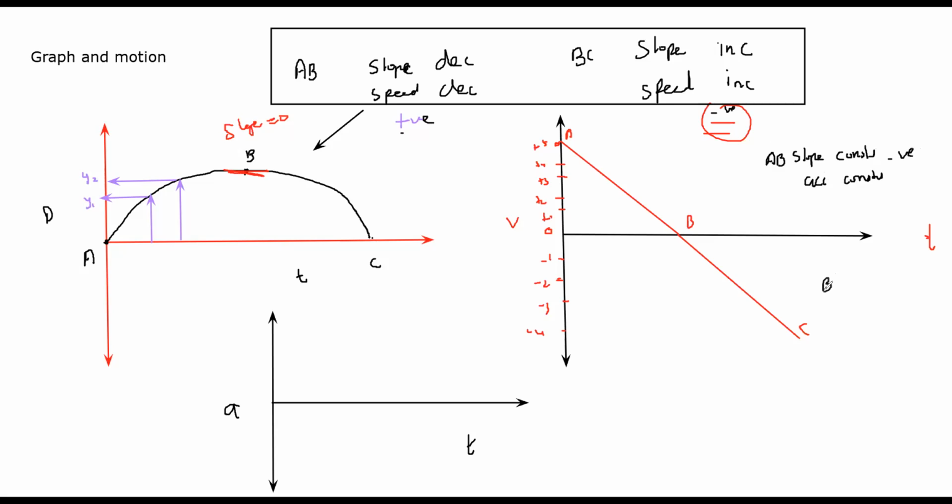From B to C, what happened to the slope? It's also a straight line, so a straight line means constant. So if the slope is constant, acceleration will be constant. And what about the value? It will also be negative, because when I check y1 and y2, you can see y1 is above y2, so it will also be negative.